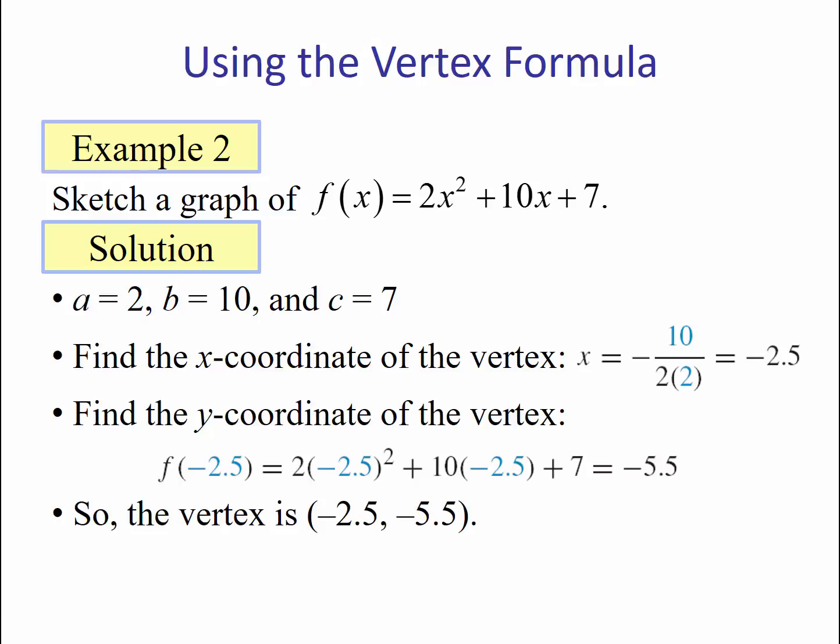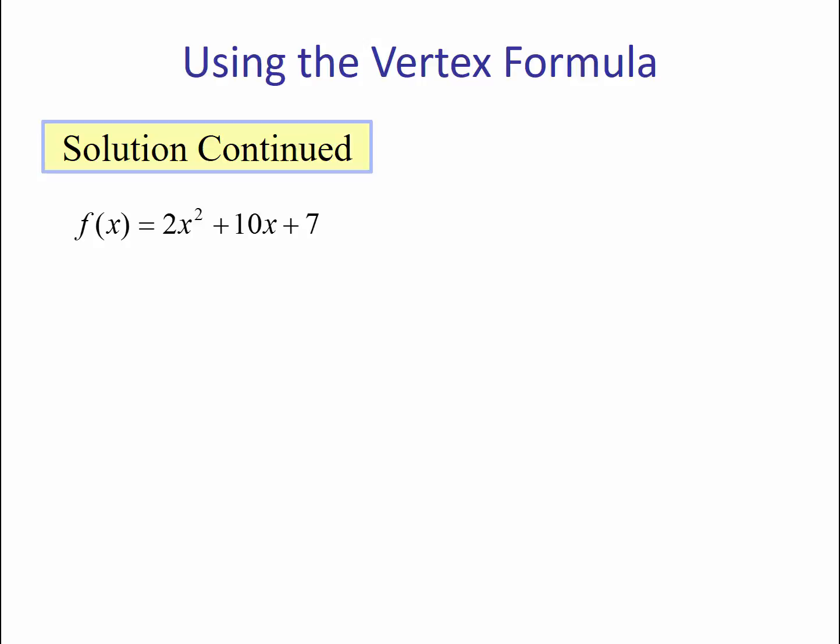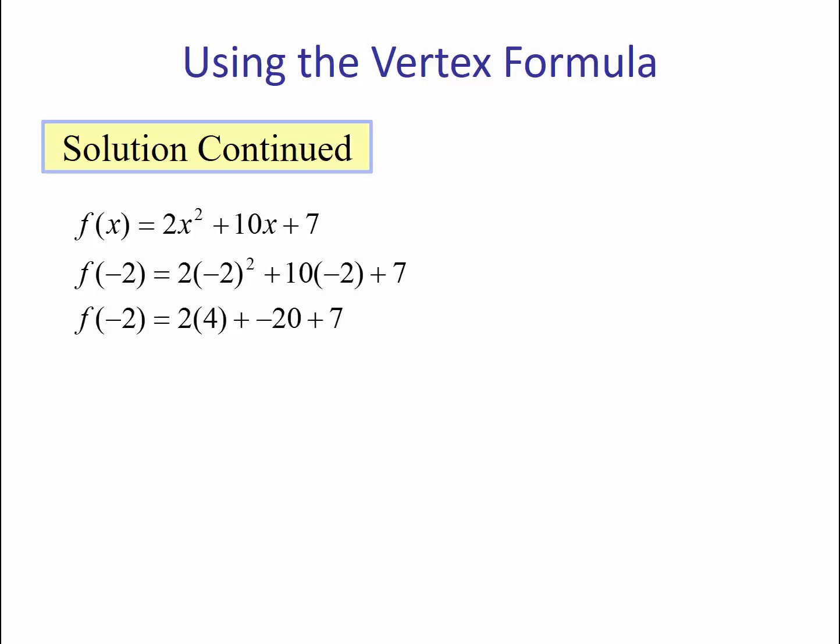Now that we have our vertex, we want to find some additional ordered pairs to sketch the graph. So I'm going to pick a few inputs. The first one, -2 for my input, substituting that value in for x in my function, and following the order of operations, I have to square first, then multiply. I get 2 times 4 plus 10 times -2, which is -20, plus 7. An input of -2 gives me an output of -5.